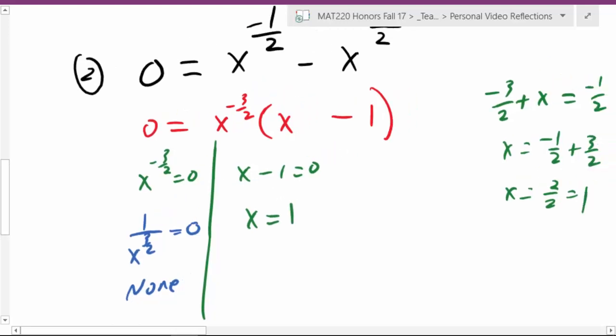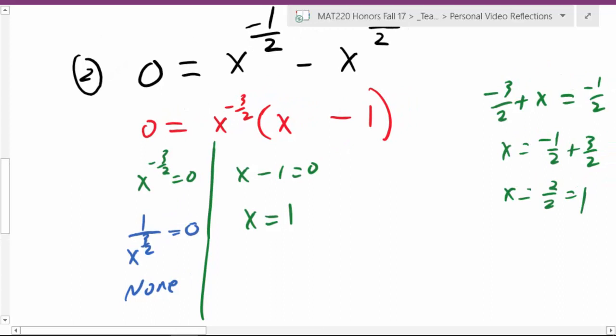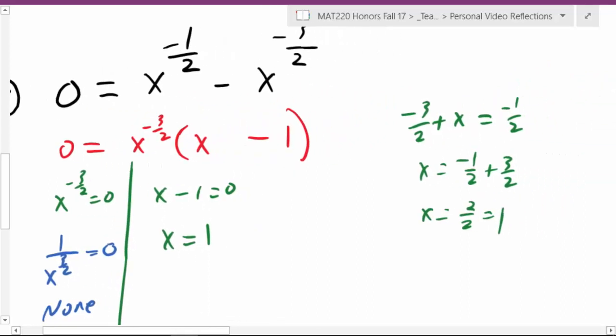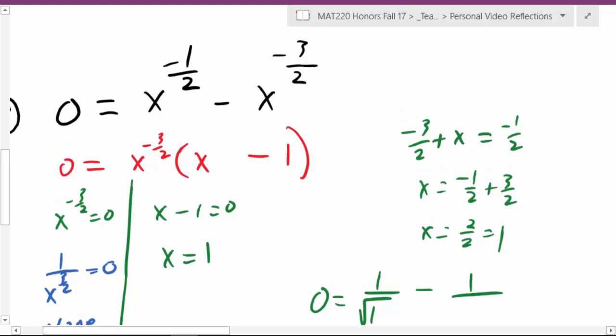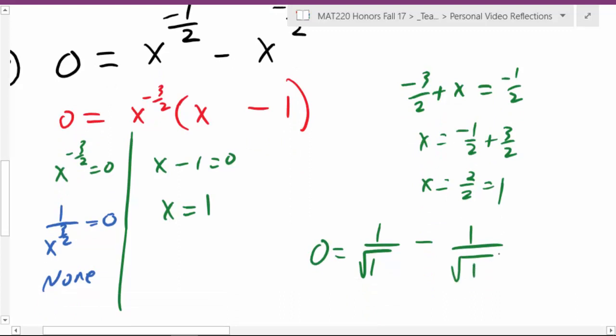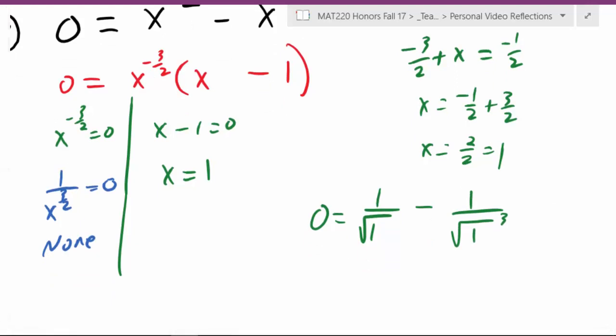Fantastic. So now let's go back and verify, does that actually work? If I take this value and substitute it back into the original problem, I get 0 equals 1 to the negative 1/2 minus 1 to the negative 3/2. But I'm going to rewrite that just with positive exponents, just to make it a little simpler for us to think about. So that's going to be 1 over the square root of 1 minus 1 over the square root of 1 cubed. And hopefully we can fly through this pretty fast.